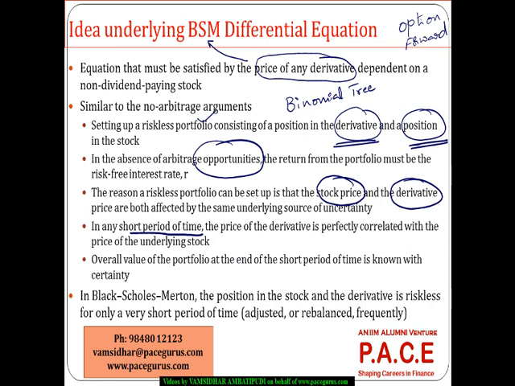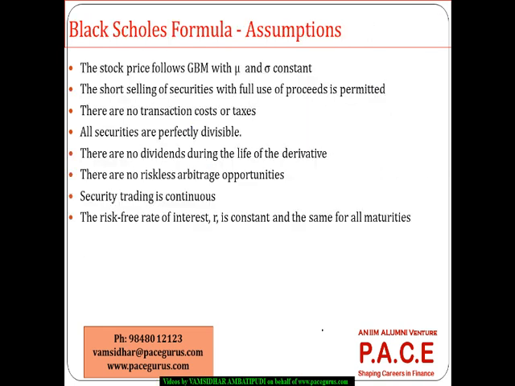But that's the difference. In the Black-Scholes-Merton model, they said that the derivative position is riskless only for a very short period of time. It's not forever, which means I have to constantly change the composition of my portfolio. The portfolio needs to be adjusted, rebalanced. It is risk neutral, or riskless, only for a very short time period. And all these things have gone into the assumptions for the derivation of the Black-Scholes formula.